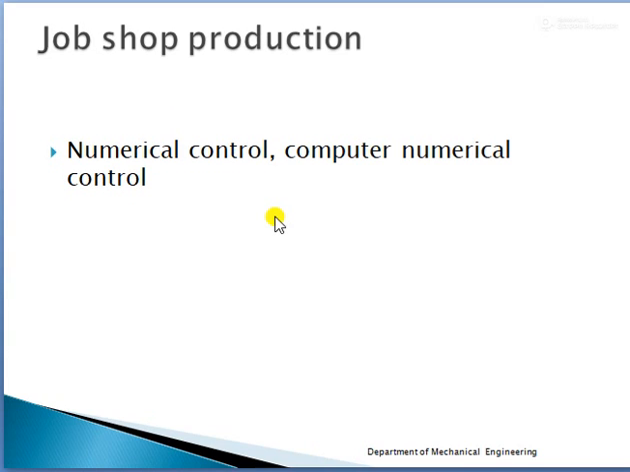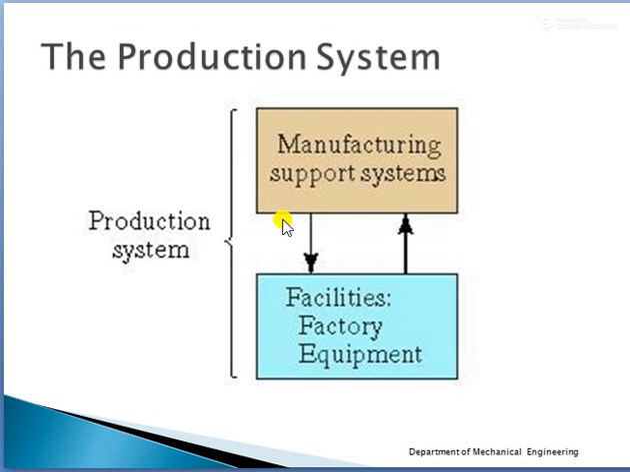We have job shop production. In case of job shop production, there are low quantities, often of one kind of specialized product. The products are often customized and technologically complex. The example is an aeroplane, and the achievements in job shop production are numerical control, computer numerical control.